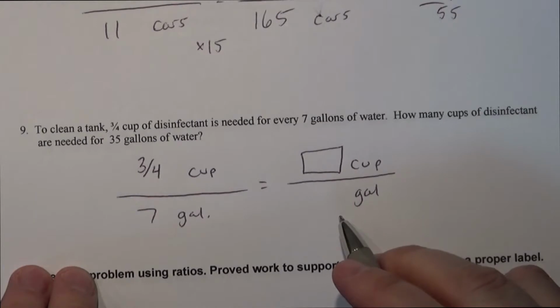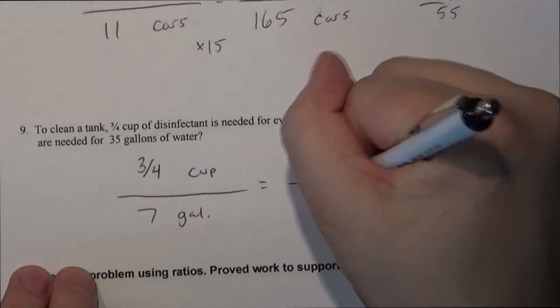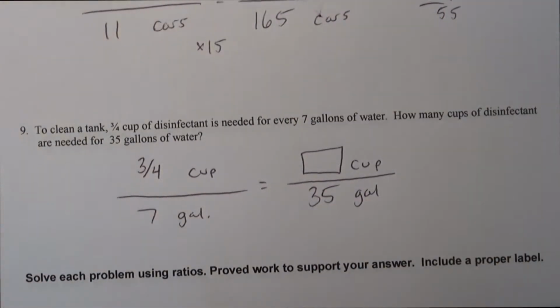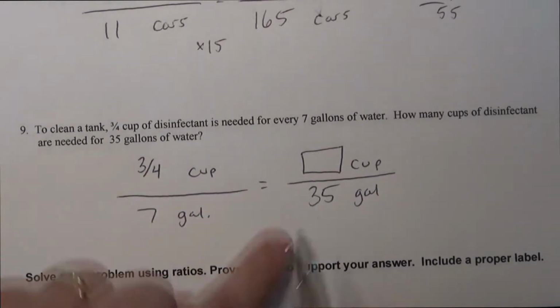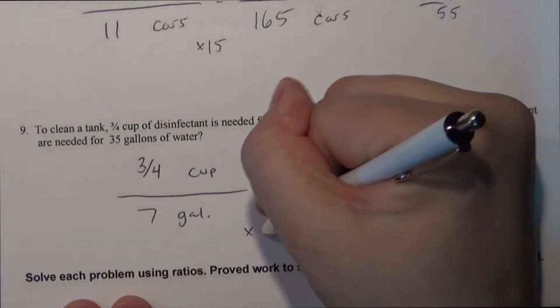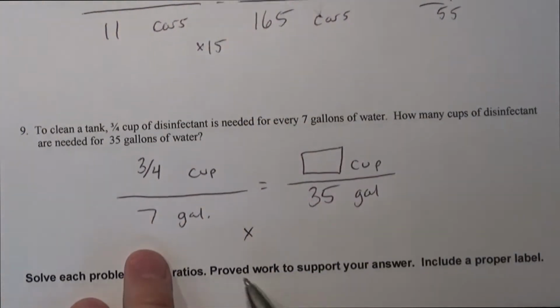And I know already that I'm looking for 35 gallons. So I have to think, what am I doing to 7 to get to 35? It's a smaller number going to a bigger number, so I know for sure I'm multiplying by something. Some of you are probably yelling at your computer screens right now saying, I know what it is. And good, you should.